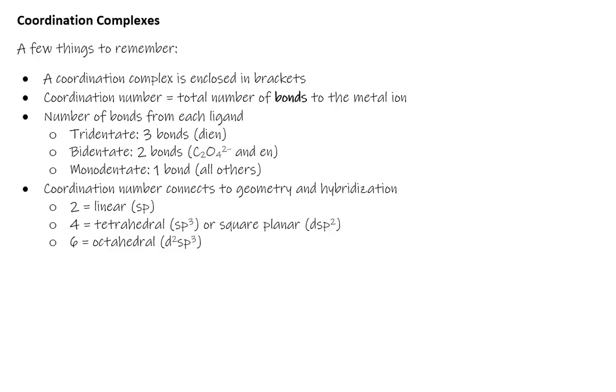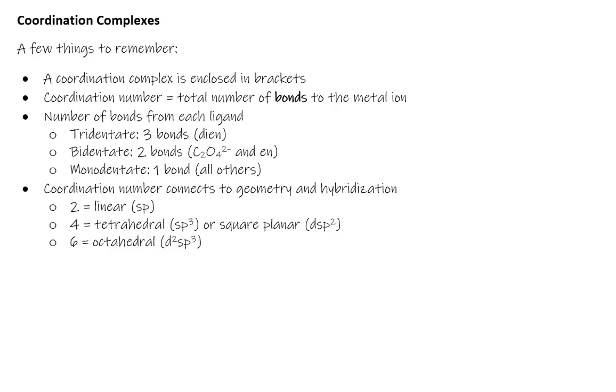Most of the ligands that we will see are monodentate. I've listed here the ones that are not, so that way you can be sure to remember them, and then you'll know that all of the other ligands, except for these three, are monodentate. The only tridentate ligand that we will encounter is diethylene triamine, which has the abbreviation dien, D-I-E-N. This ligand contributes 3 bonds to the metal ion for each ligand. The 2 bidentate ligands that we have in this class are oxalate and ethylene diamine. And as I mentioned, all of the other ligands that we will encounter are monodentate.